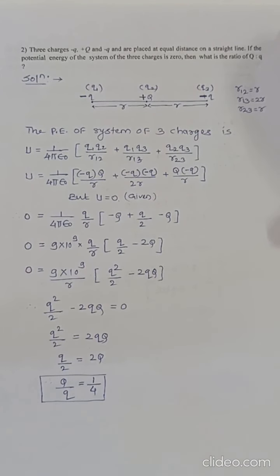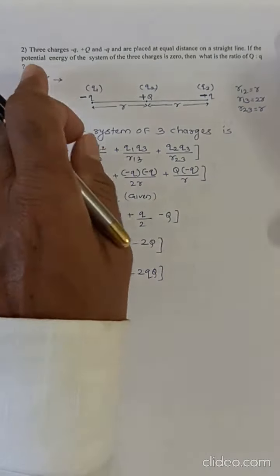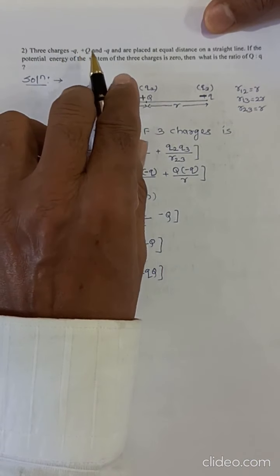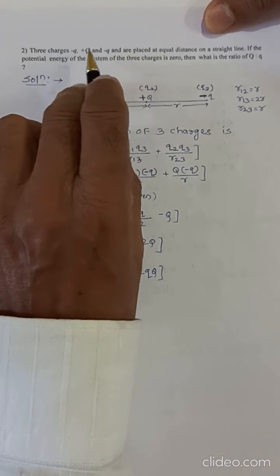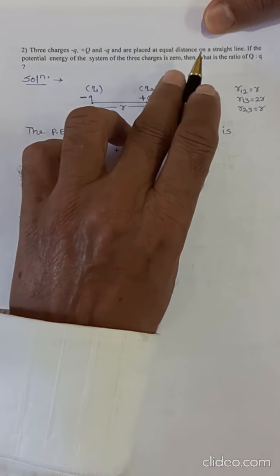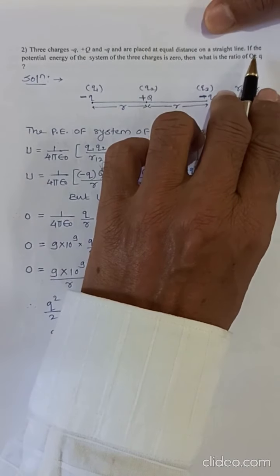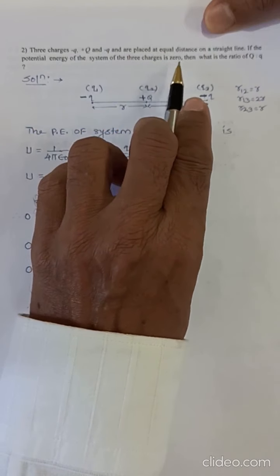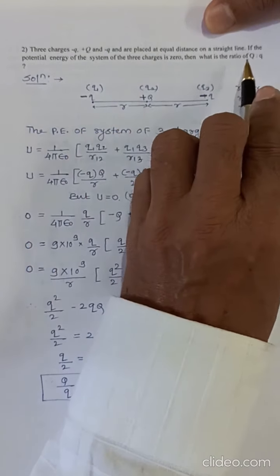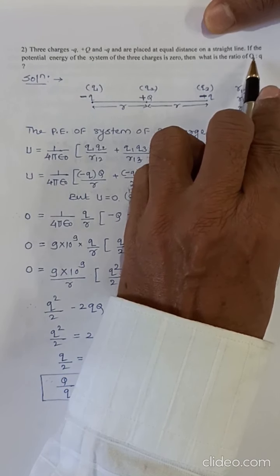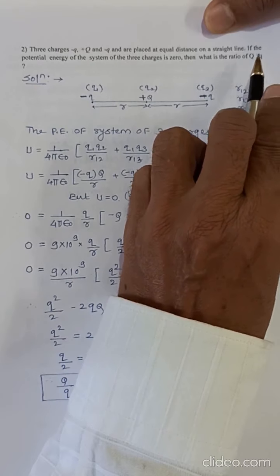Now let us see the second numerical. Here the three charges minus Q, plus Q and minus Q are placed at equal distances on a straight line. If the potential energy of the system of the three charges is 0, then what is the ratio of capital Q to small q?